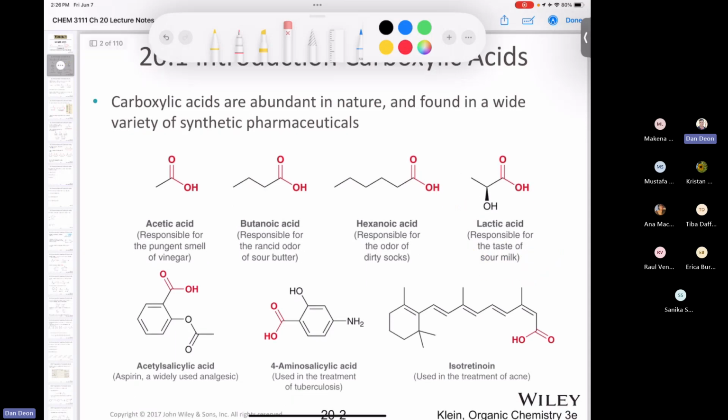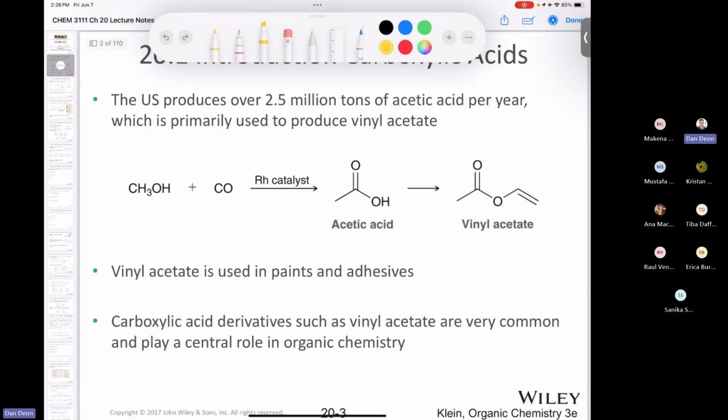So if you ever drank some rotten milk by accident. What else we see on here? You guys know what aspirin is, right? Aspirin is acetylsalicylic acid. So you see there's a carboxylic acid in that. Also, this cool compound that's used for the treatment of TB, tuberculosis, is a carboxylic acid. And then even things like this anti-acne compound here has a carboxylic acid in it.